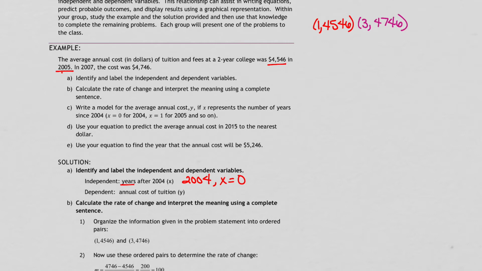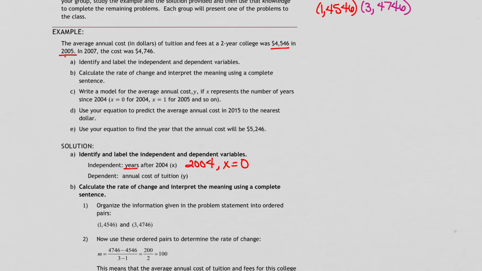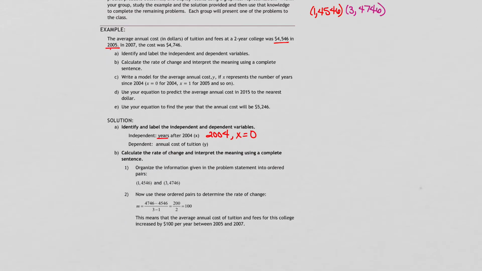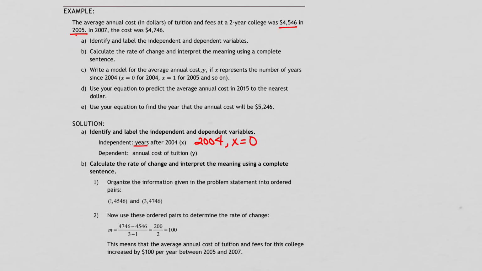And so we'd find our slope just like we have before. Subtract the y's over subtract the x's, and the slope is 100. Now, what does that mean? Again, this time we're talking about $100 over 1 year. So that means that the tuition increased by $100 per year.